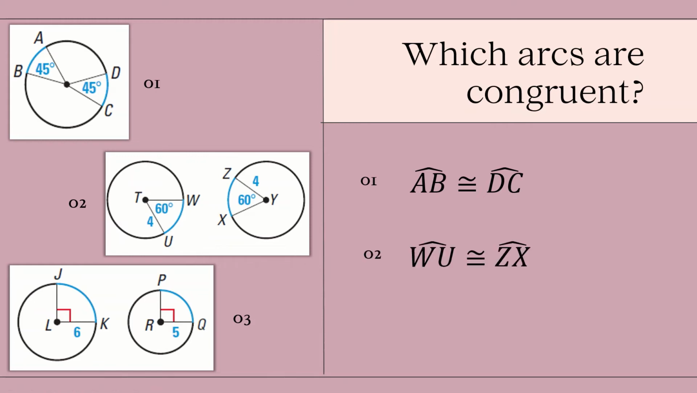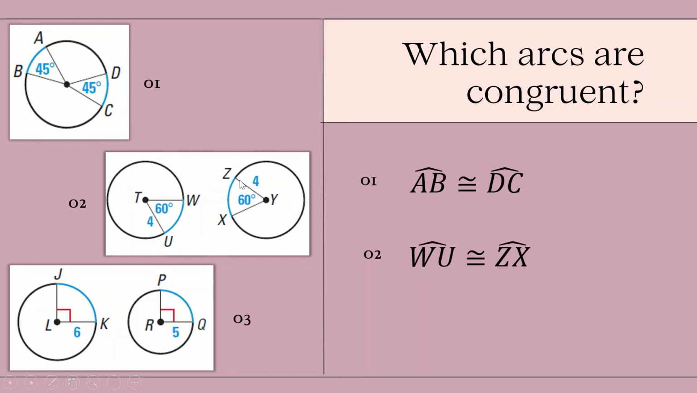Yes, arc WU is congruent to arc ZX. So since nasa magkahiwalay na circles ang dalawang arcs, una muna, check nyo muna kung yung dalawang circles ba ay congruent circles. So, circle T is congruent to circle Y. So, paano natin nasabi na sila ay congruent? So, tingnan nyo yung kanilang radius. So, the radius of circle T measures 4 units at ang radius ng circle Y also measures 4 units.